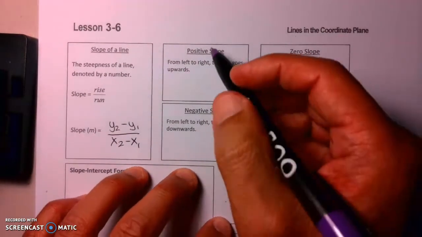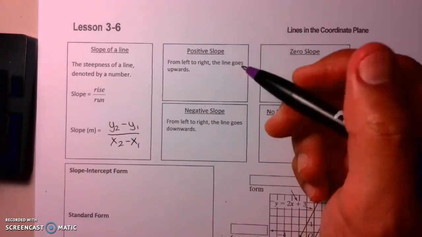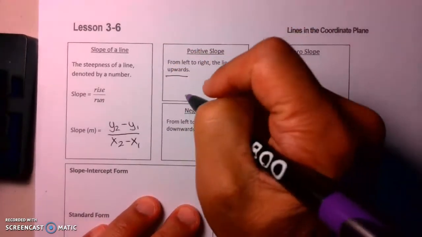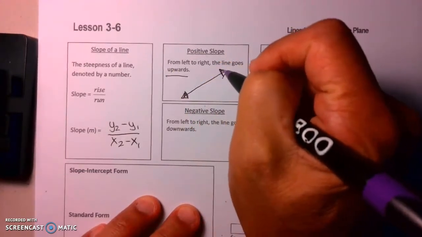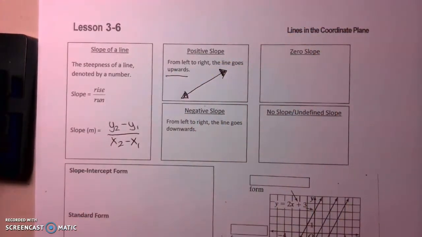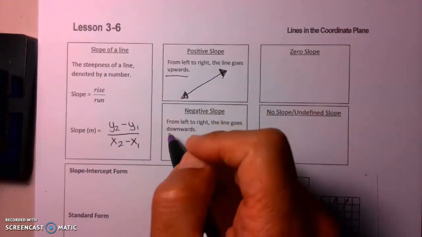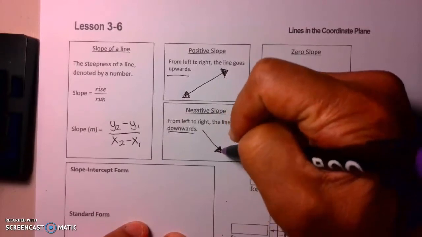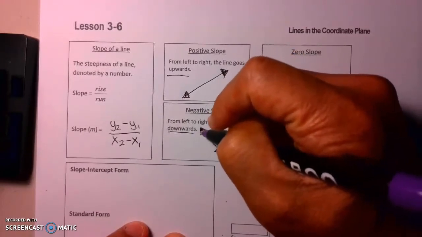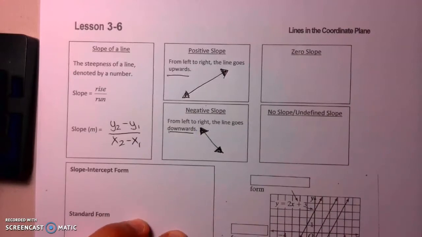Now, positive and negative slope is just the direction. A positive slope goes upwards from left to right, so it will look something like this. Positive and negative slopes does not mean one is steeper than the other. It's just the direction. Negative slopes go downwards from left to right, so it will be something like this. So you could have positive 3 or negative 3. It has the same steepness, but it just shows the direction.